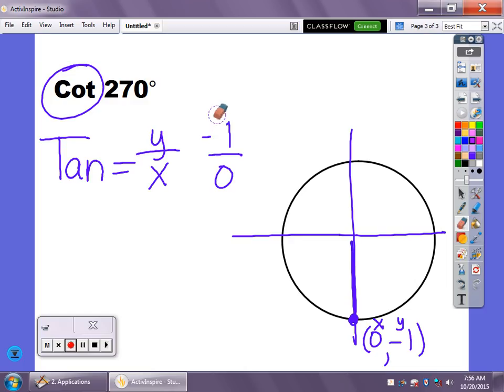So if it was asking for the tangent, it would be undefined. But it's asking for cotangent, which is the reciprocal. So the reciprocal of negative 1 over 0 would be 0 over negative 1, or 0. So the cotangent of 270 is 0. Okay, let's look at one more.